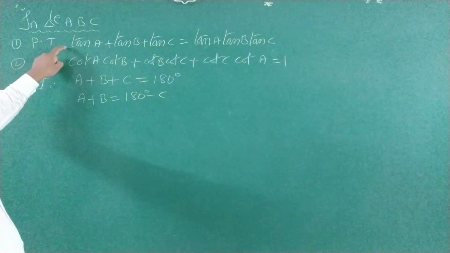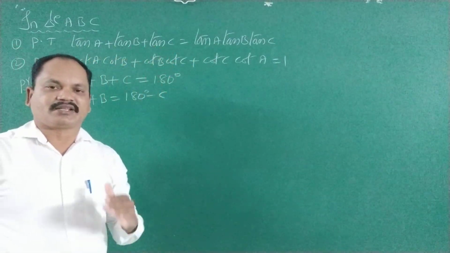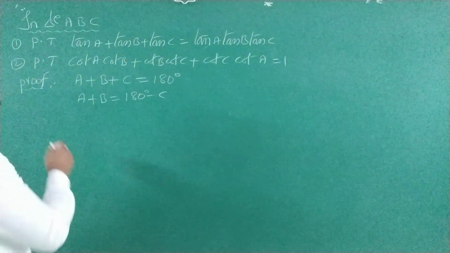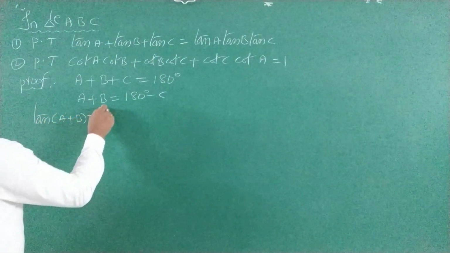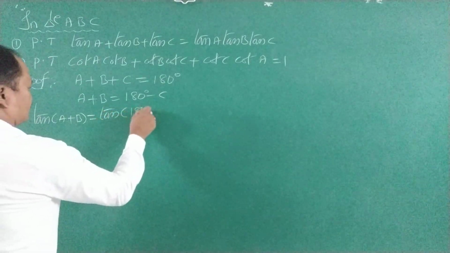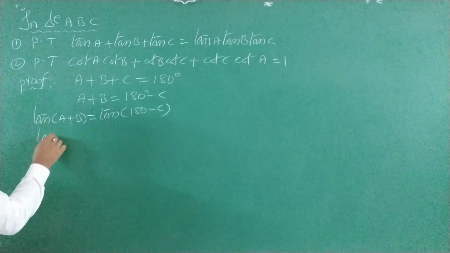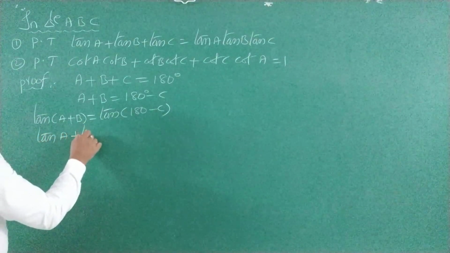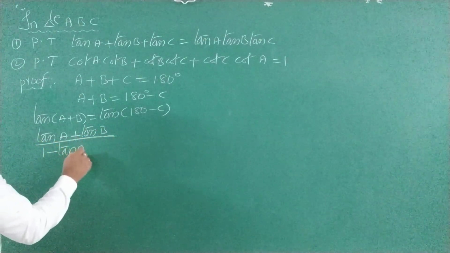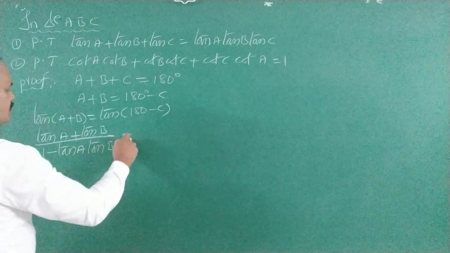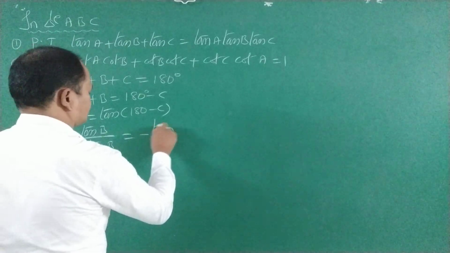For the first one, proof for the first one, that is in terms of tan. That's why we have to take tan on both sides. Now, tan of A plus B is equal to tan of 180 minus C. That's why the formula for this one, tan A plus tan B by 1 minus tan A into tan B is equal to tan of 180 minus C, that is minus tan C.